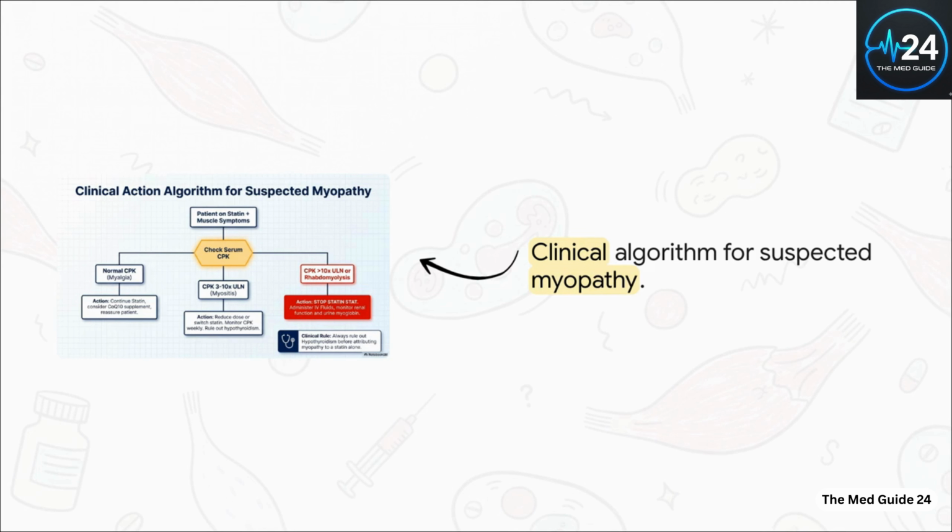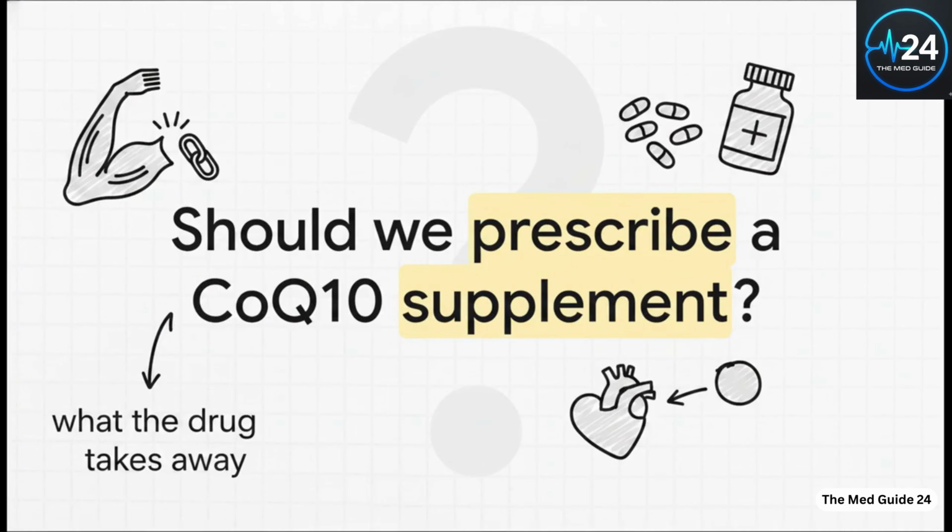And check out the clinical rule here. Always rule out hyperthyroidism before attributing myopathy solely to the statin. If they're in that middle zone, say 3 to 10 times the limit, you can try reducing the dose or switching to a different statin, but close, weekly monitoring is absolutely non-negotiable. Now, this algorithm naturally leads us to one of the most heavily debated questions in modern clinical practice.